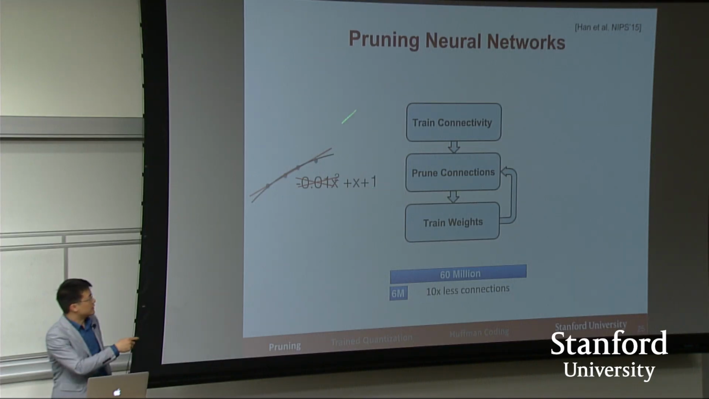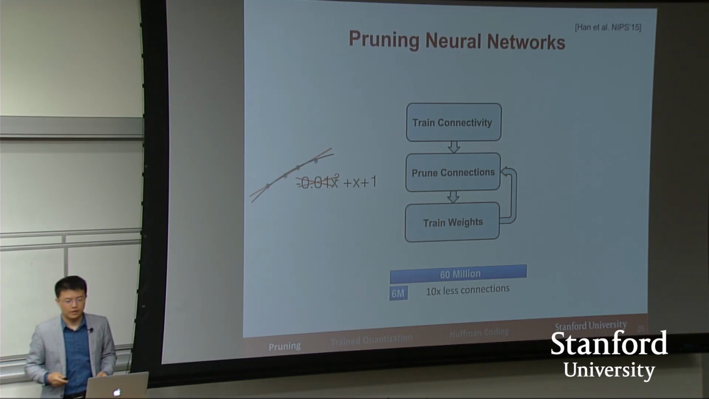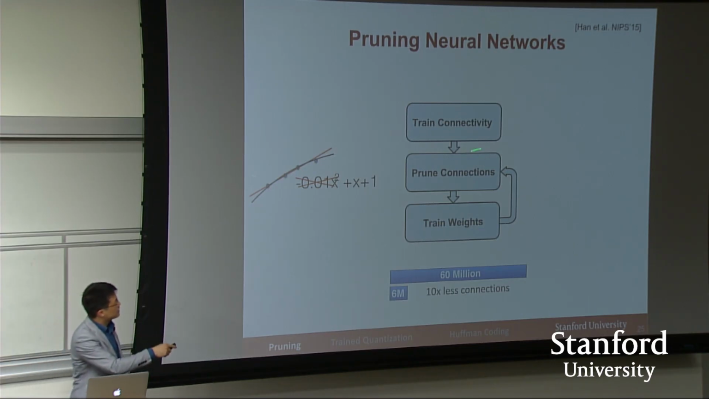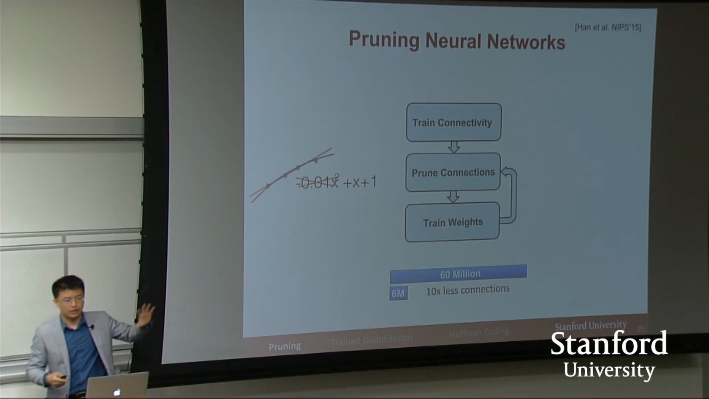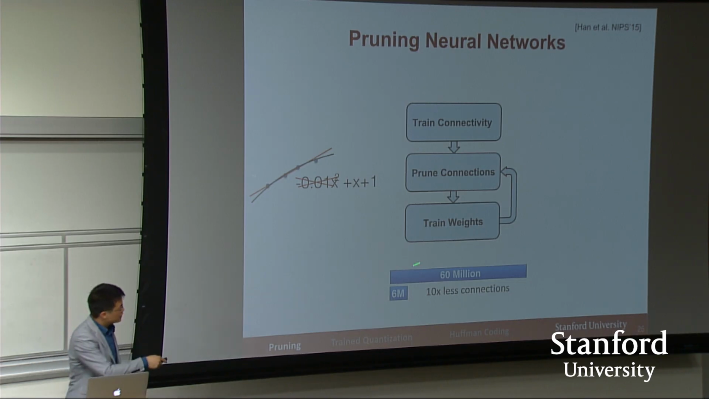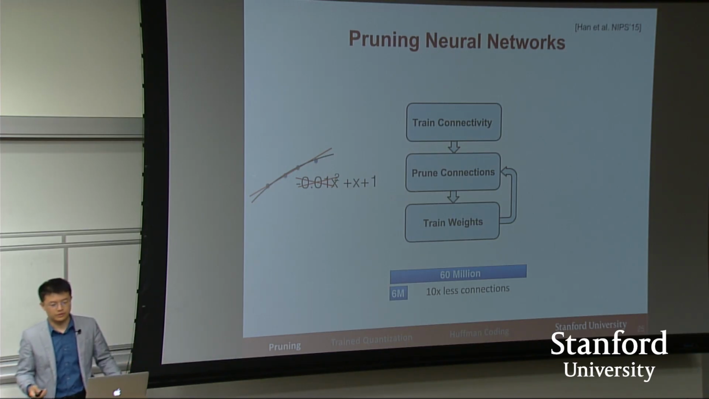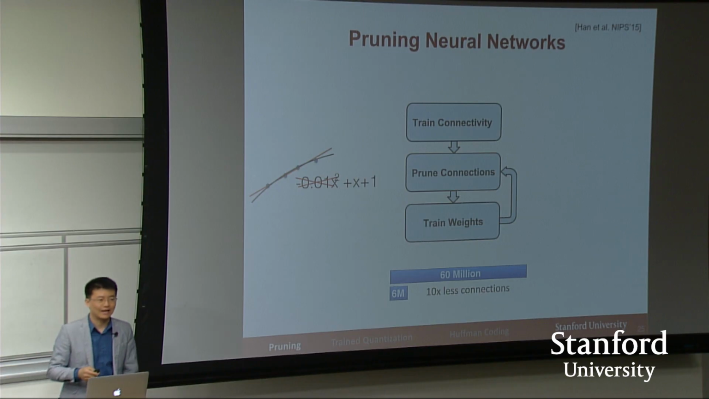Not all parameters are useful, actually. For example, in this case, if you want to fit a single line, but you're using a quadratic term, apparently the 0.01 is a redundant parameter. So I'm going to train the connectivity first, and then prune some of the connections, and train the remaining weights, and do this process iteratively. As a result, I can reduce the number of connections in AlexNet from 60 million parameters to only 6 million parameters, which is 10 times less computation.